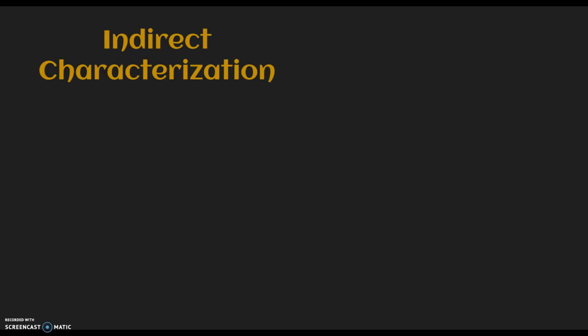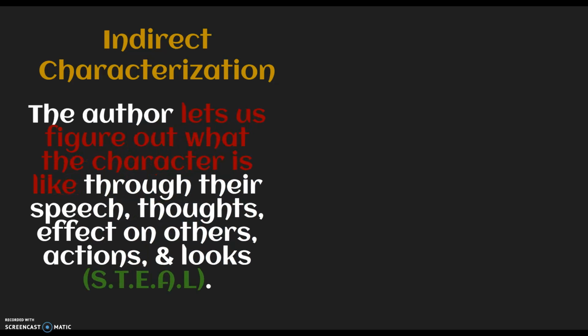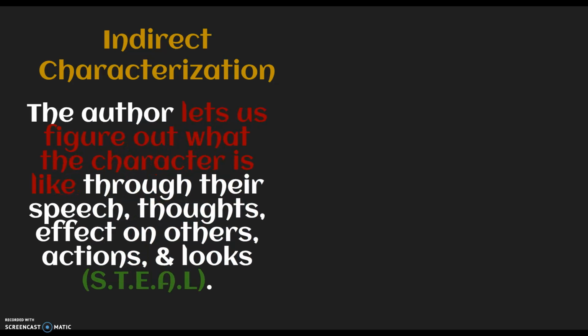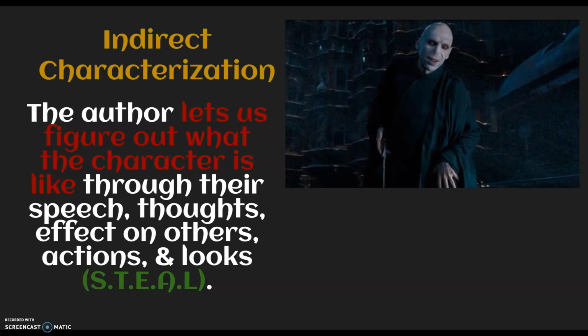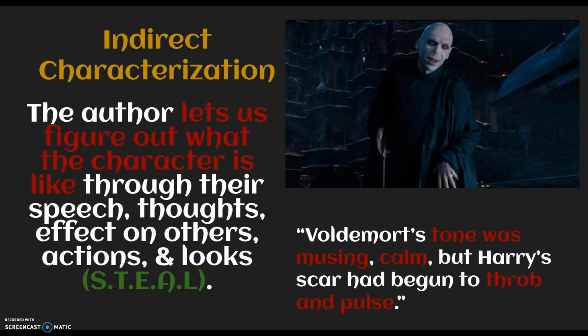Indirect characterization, therefore, is when the author lets us figure out what the character is like through their speech, thoughts, effect on others, actions, and looks, otherwise known as STEAL. So when you're looking for indirect characterization, remember STEAL. So another example of indirect characterization is this. Voldemort's tone was musing, calm, but Harry's scar had begun to throb and pulse.